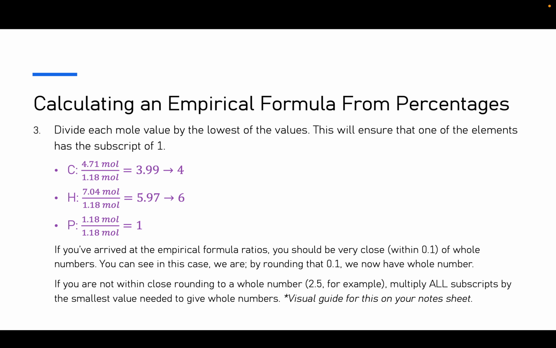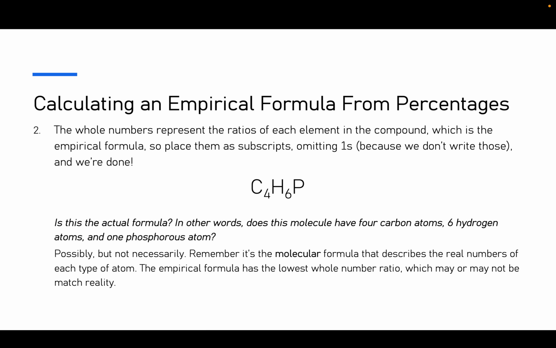If you get there and you are not very, very close to whole numbers, for example, you have a 2.5, that is not close enough. Instead, you need to multiply all of the subscripts by the smallest value that you need to give whole numbers. I put a little visual guide on your note sheet. You don't need to memorize that. This is one of those things you can figure out by guess and check if nothing else. But I thought it might be a good visual to give you an idea of what those numbers that you multiply by might be. It's usually 2 or 3. We didn't have to do that in this case because we were already at whole numbers.